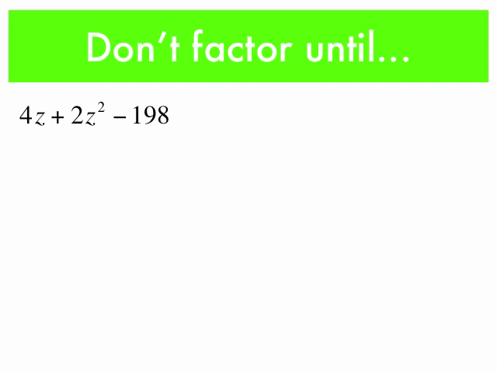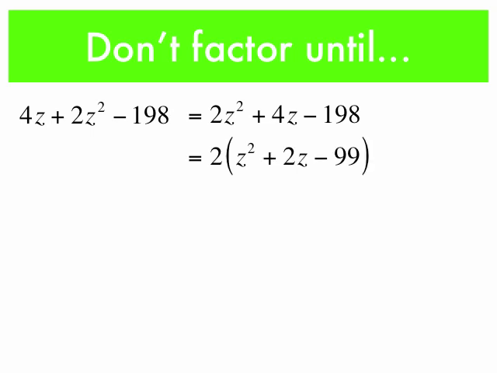Okay, so here's our first one. First thing we want to do, write it in descending order. Very good. The next thing we want to do, don't just start to factor right now. Always, the very first step of factoring is to factor out the greatest common factor. Everybody has a 2, so I factor out the 2. That leaves me with z squared for the first term, 2z for the second term, and 99 for the last term.